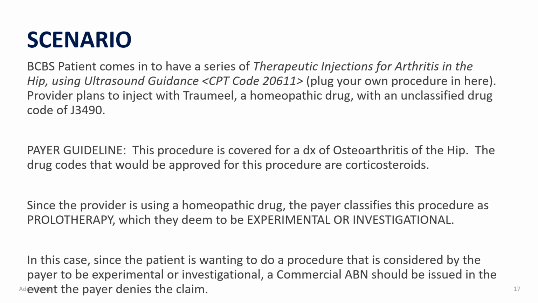Now, under the payer guidelines for Blue Cross Blue Shield, this procedure is covered for diagnosis of osteoarthritis of the hip. So the patient, it says in the scenario that they are coming in for arthritis in the hip. Okay, so that's good. The drug codes, however, that would be approved for this procedure are corticosteroids. So the only drugs that are approved for this procedure for osteoarthritis of the hip are corticosteroid drugs. And this provider plans on using a homeopathic drug called Traumeel.